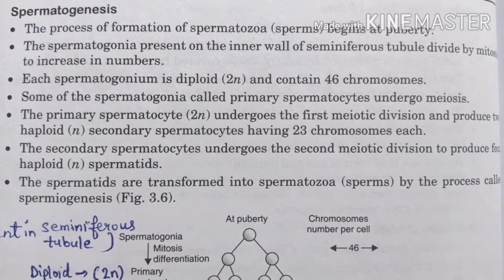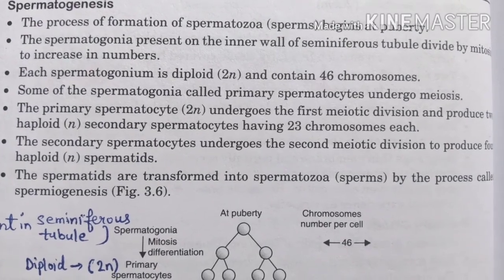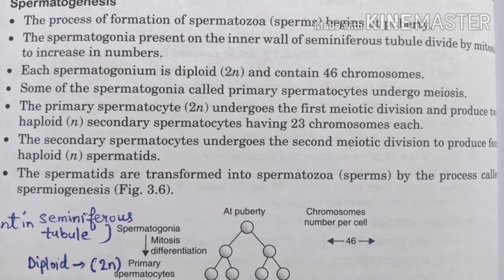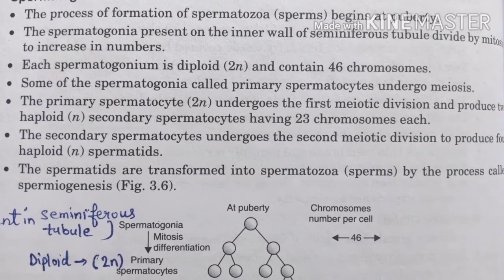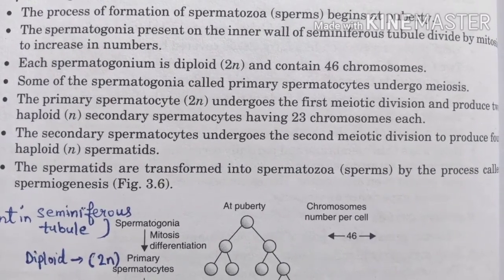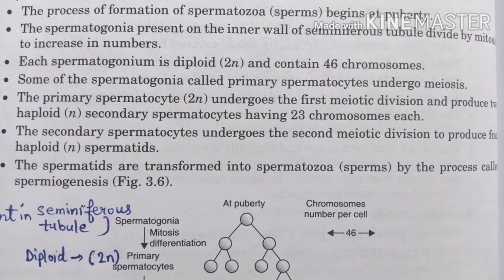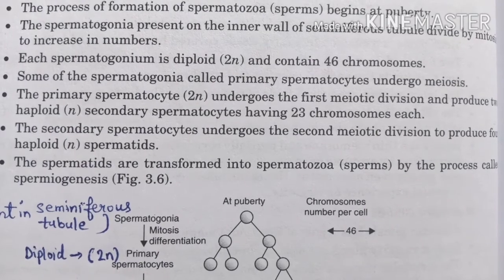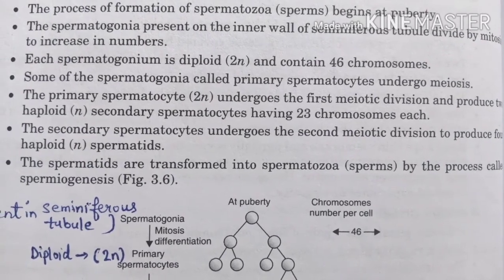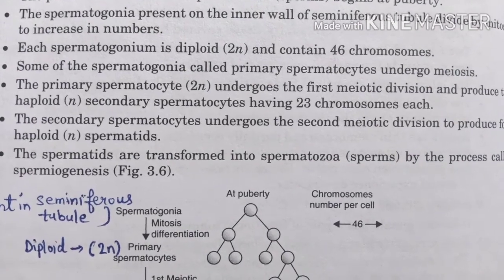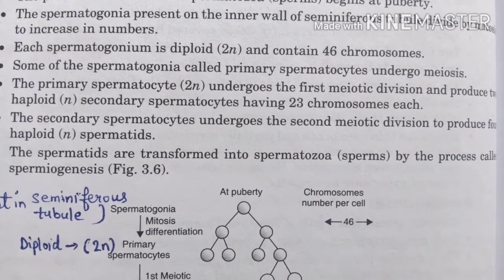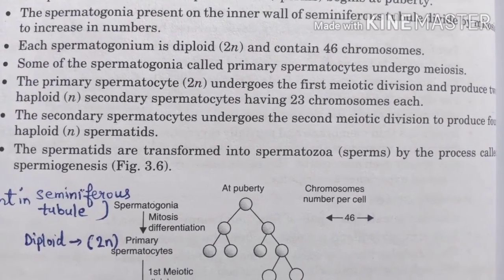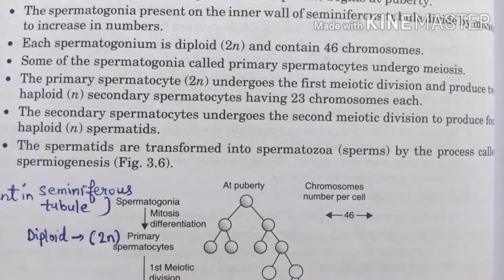The spermatogonia present on the inner wall of seminiferous tubules divide by mitosis to increase in numbers. Each spermatogonium is diploid and contains 46 chromosomes. Some of the spermatogonia, called primary spermatocytes, undergo meiosis. The primary spermatocytes undergo the first meiotic division and produce two haploid secondary spermatocytes having 23 chromosomes each. The secondary spermatocytes undergo the second meiotic division to produce haploid spermatids, and the spermatids are transformed into spermatozoa by the process called spermiogenesis.